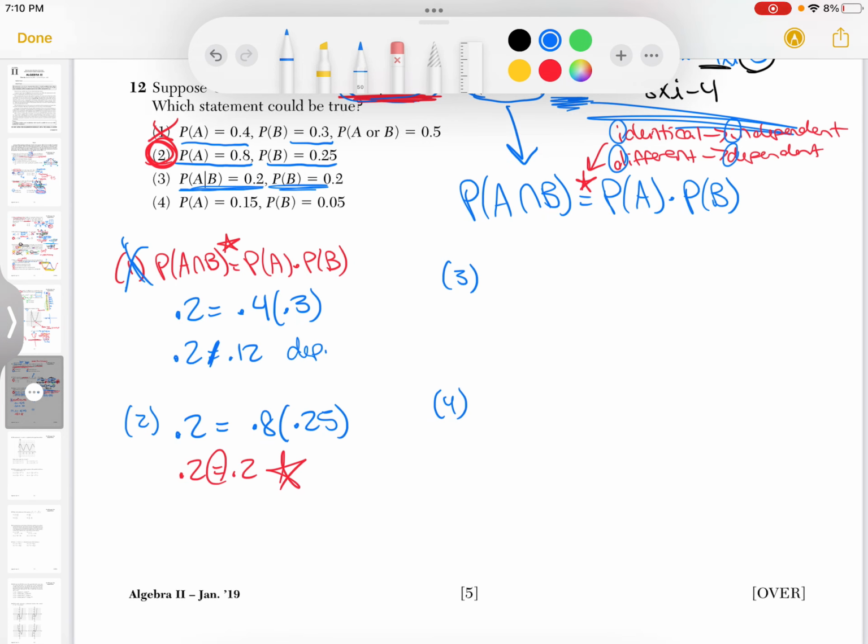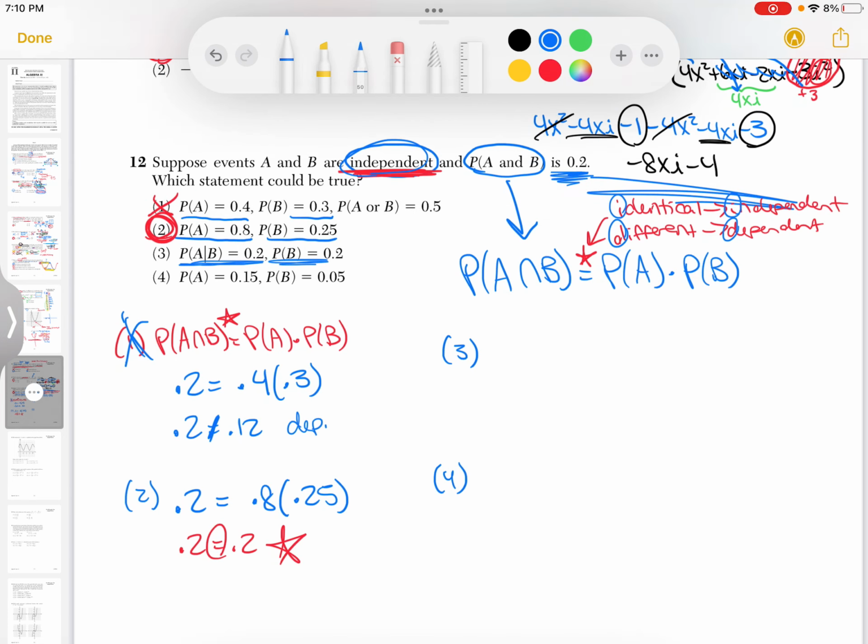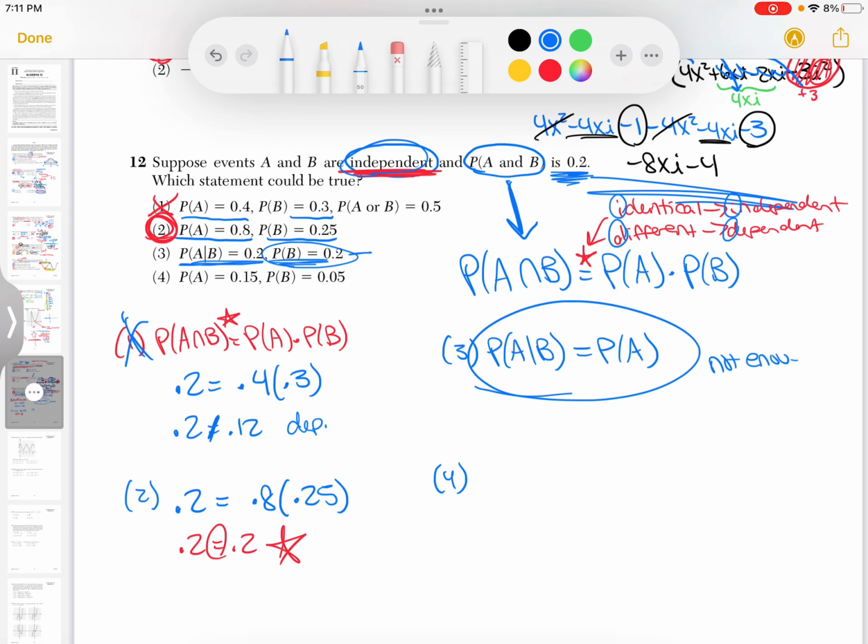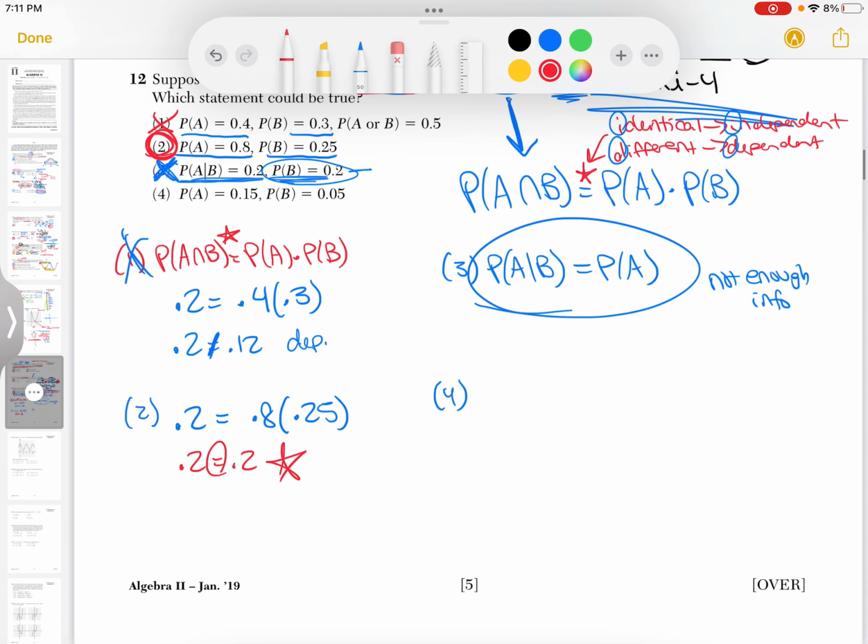Choice 3 gives me information about probability of A given B and the probability of B. So there's a couple things wrong with this. First, I have information about the A and B, which means I need probability of A, and I have to multiply it by the probability of B. This one didn't give me the probability of A at all, so that's not helpful. And another reason this one is not good is because if I use the given test for independence, that's this. This is the given test for independence. It doesn't give me any information about probability of A at all. So for this one, there's not enough info to even figure it out. That one's definitely out immediately.